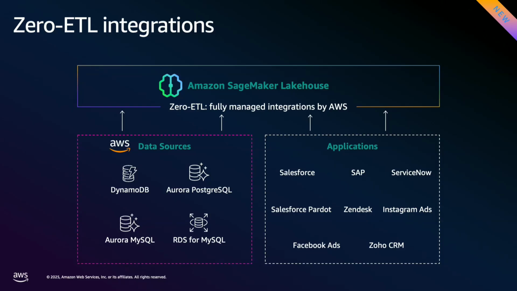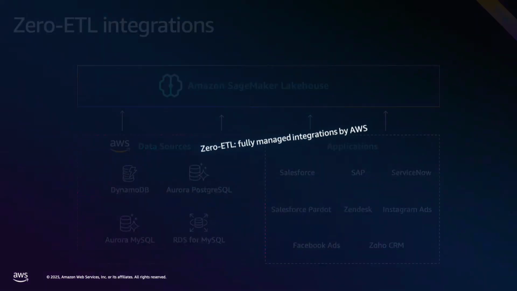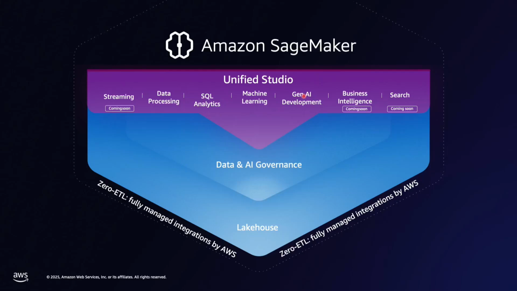But after we integrate this data, where does all this data go? The answer is here, the SageMaker Lakehouse. For the folks who don't know what Amazon SageMaker Lakehouse is, let's start from the bottom, right? With the Zero-ETL integration, we feed data into the Lakehouse architecture. But what is Lakehouse? Lakehouse is the combination of data lake and data warehouse. So we are combining the power of data warehouse and data lake together.